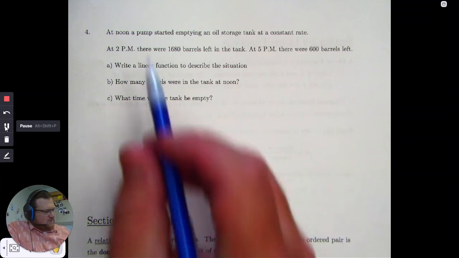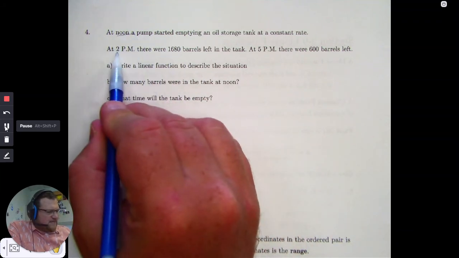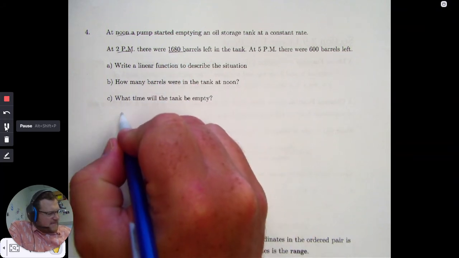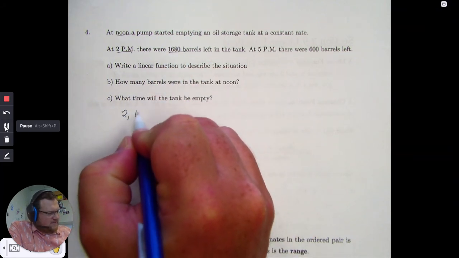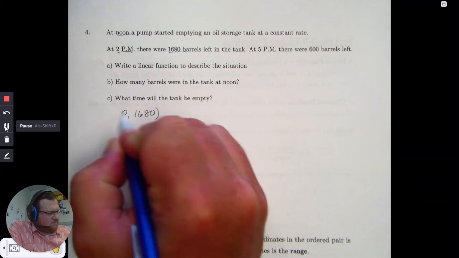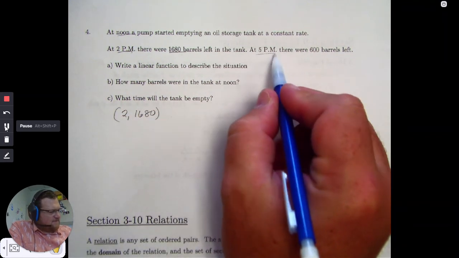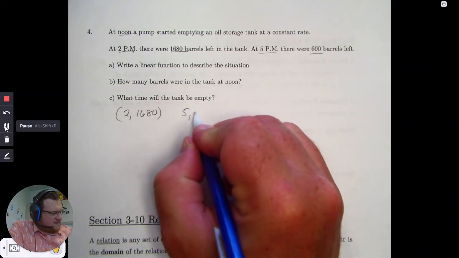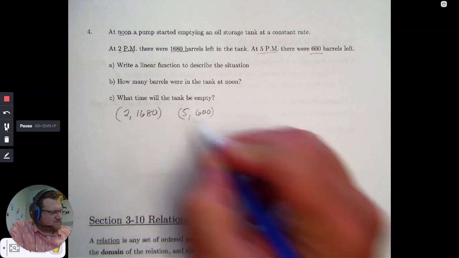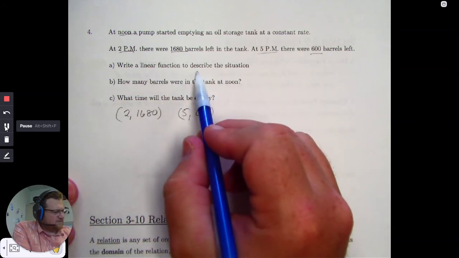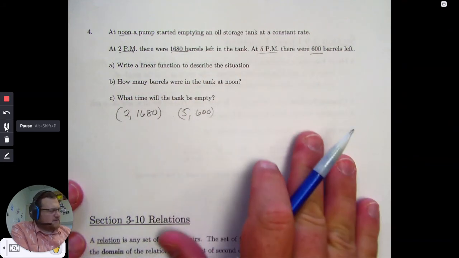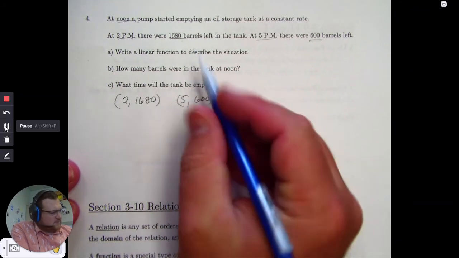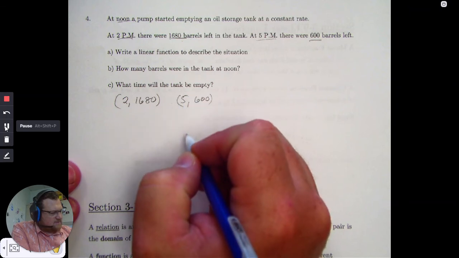All right, so if they started at noon and we're looking at 2 p.m., that means at 2 hours in, we have 1,680 barrels. At 5 p.m., so at 5 hours in, we have 600 barrels. It says write a linear function to describe the situation. So if we have 2 points, we can write that linear function. Right? So we can just find our slope and our y-intercept.